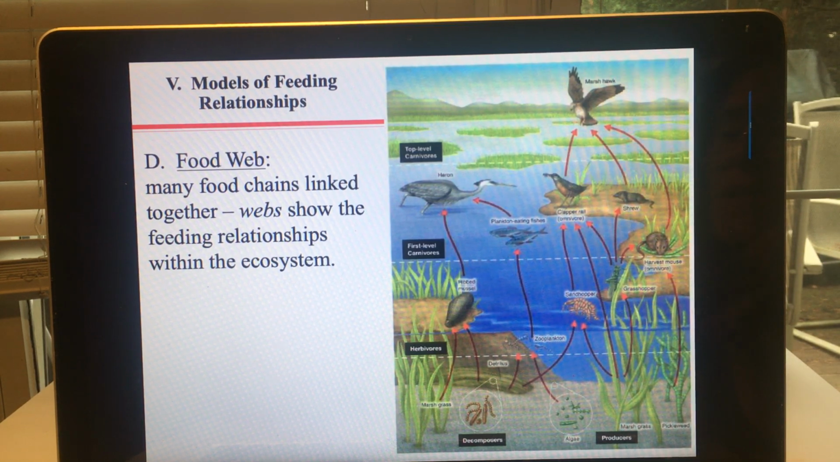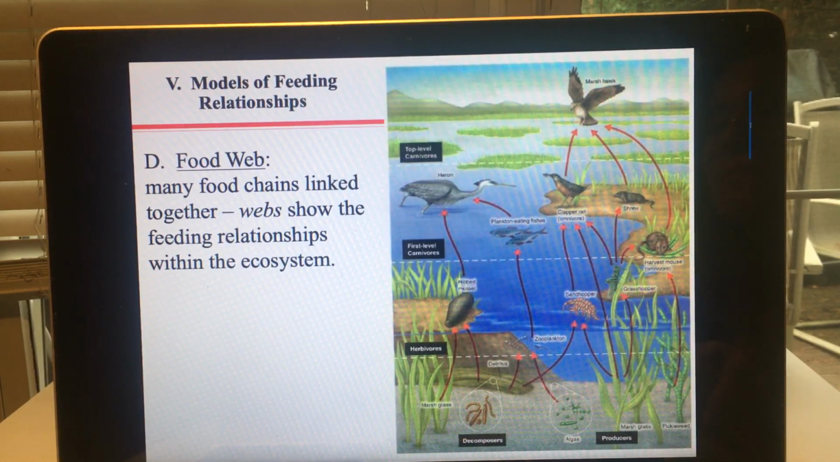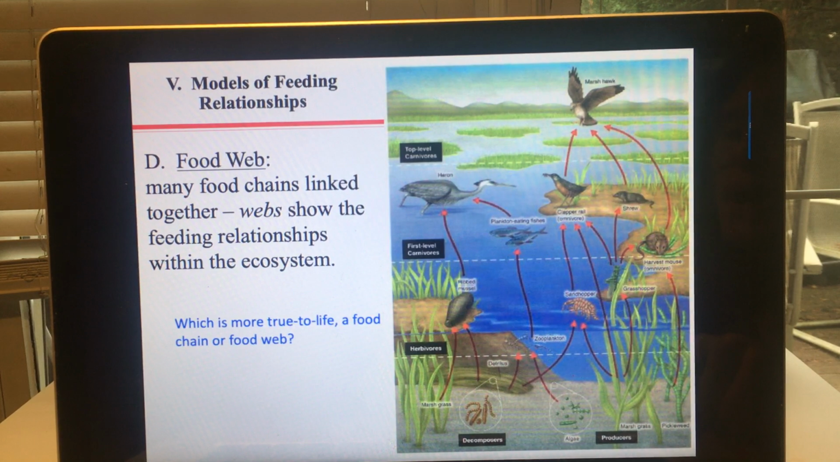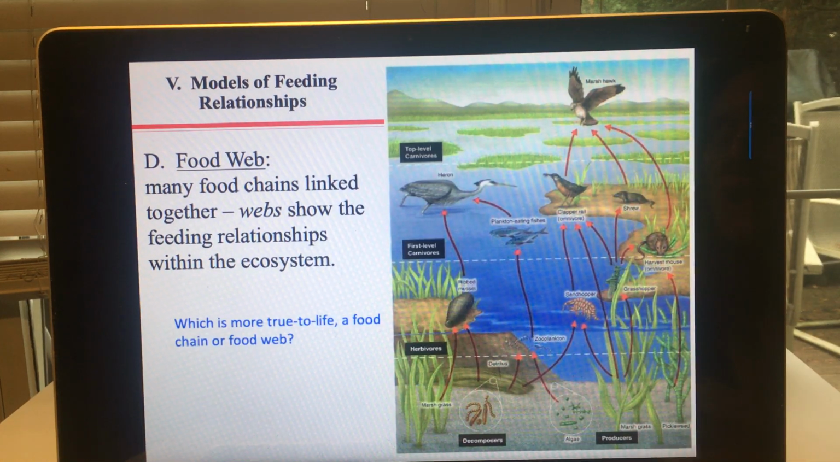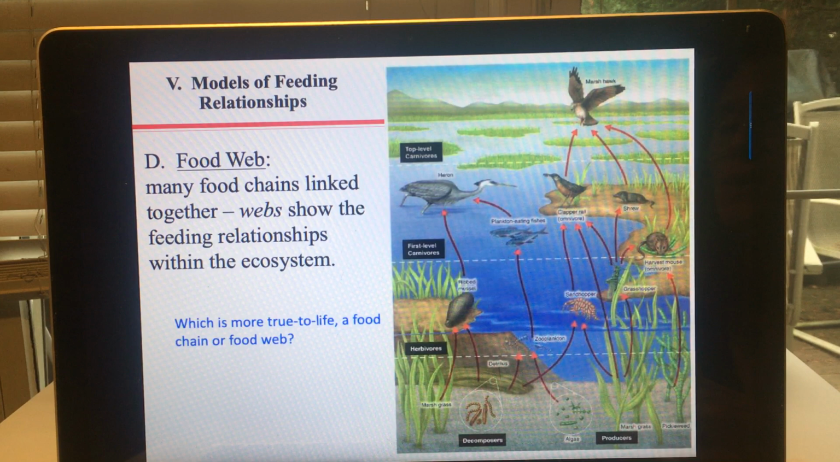Sometimes you'll see food webs without the decomposers because nobody ever worries about the population of decomposers, because there's always plenty. Because they can decompose any material, you never really worry that you're going to run out of decomposers. So sometimes they'll be left out of a food web. So food webs are certainly more realistic or true to life than a food chain. But I'm going to go back to the food chain again because I need to define a few terms.